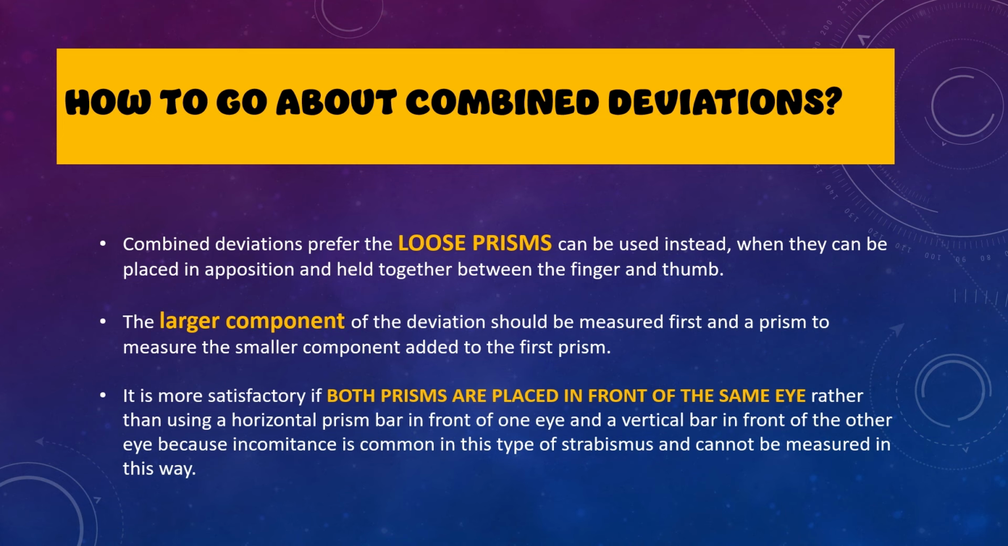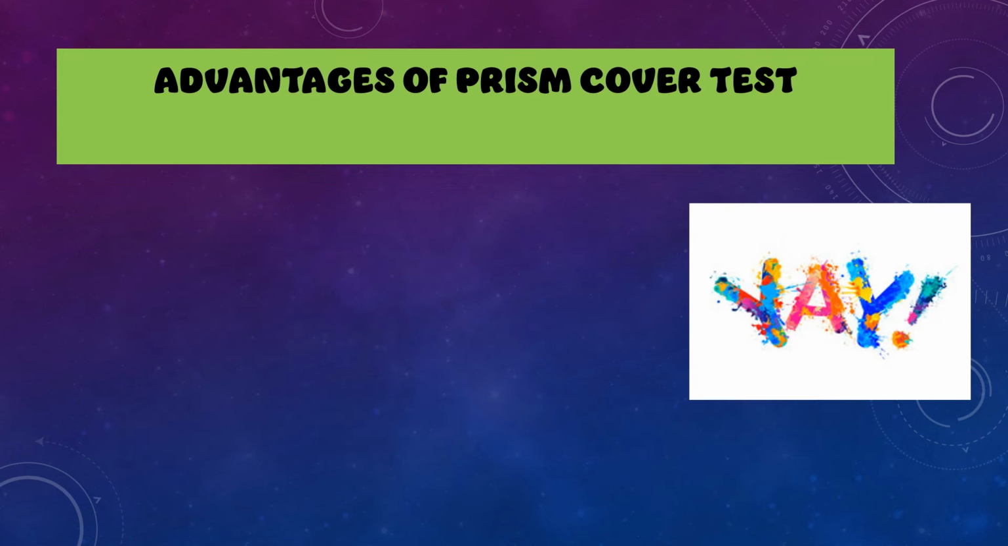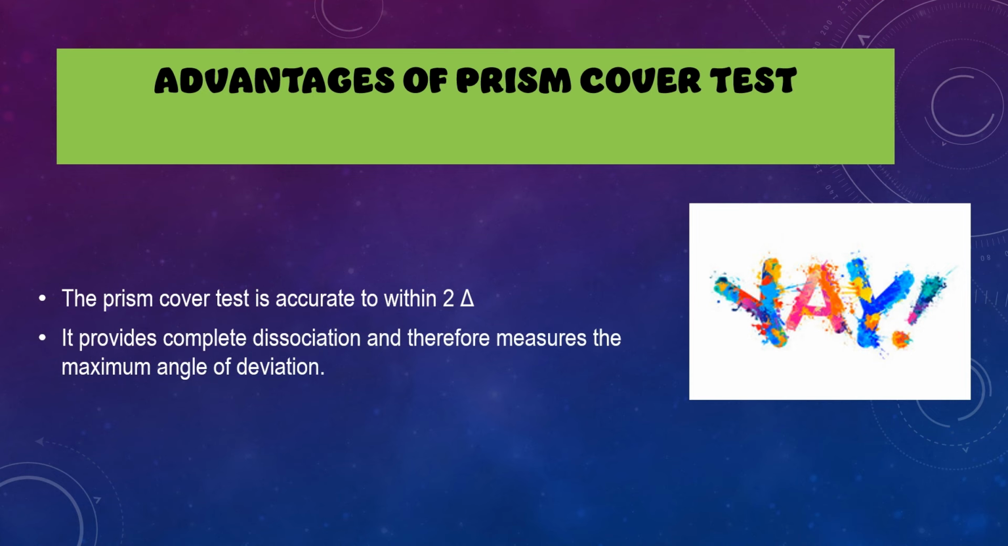Now, in the end, we would like to discuss how you go about a combined deviation. That means there's a vertical component and a horizontal component. Obviously, in such cases, you cannot use your prism bars, so it's better to use the loose prisms. And it is always better to use these prisms in front of the same eye, because they can be non-concomitant in such cases if you were to split the prism. So it's always better that you mix the prisms in front of the same eye. Now the question is, which component are you going to neutralize first? Always neutralize the larger component and then put a prism in front of it to neutralize the smaller component.